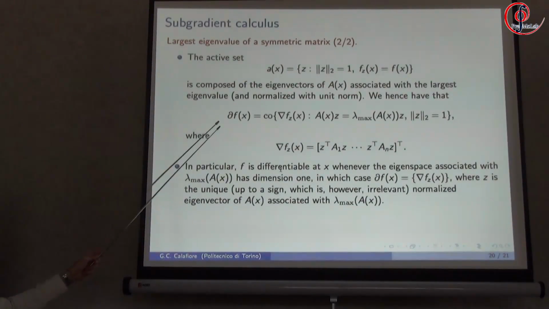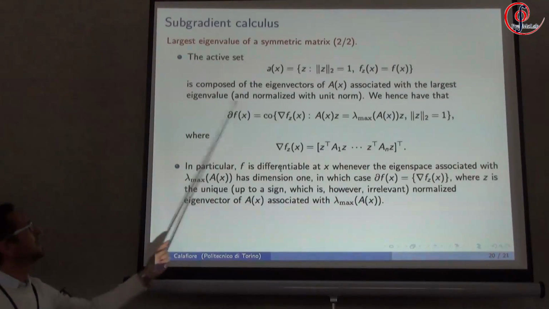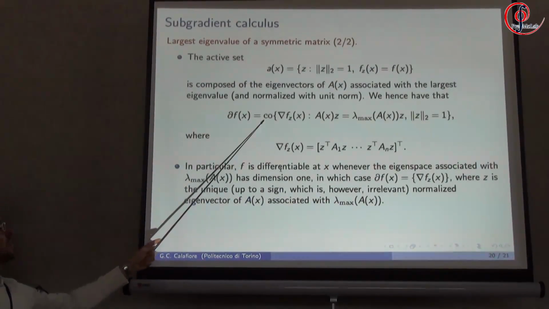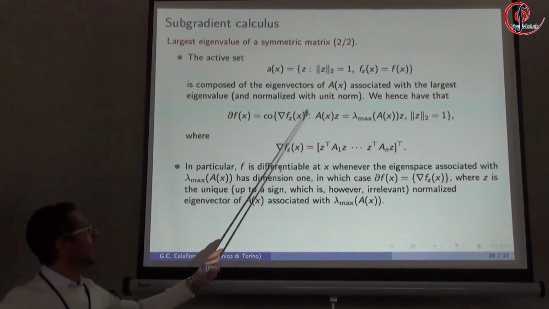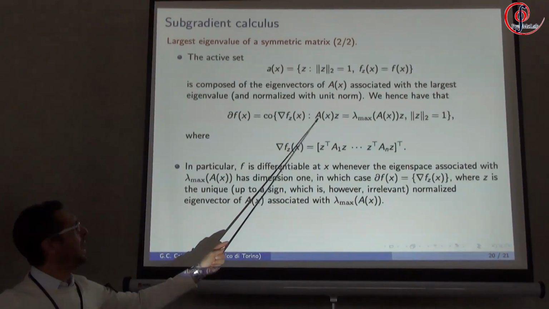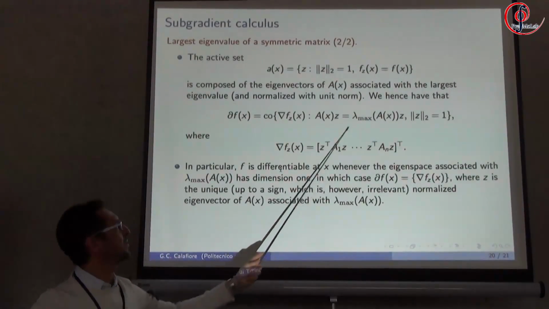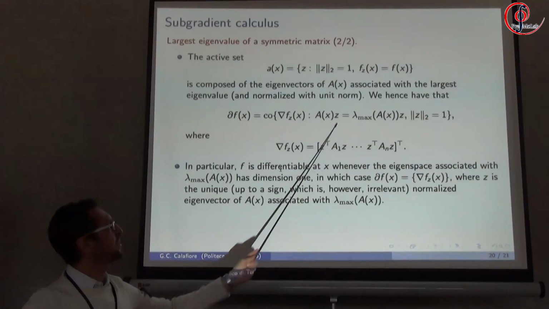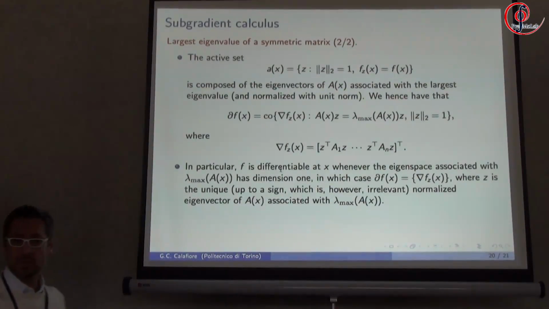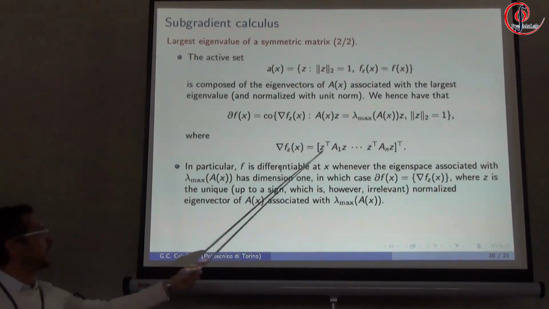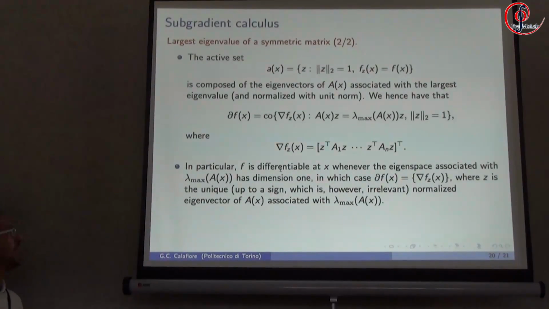Okay? So the subdifferential at this point is just the convex hull of the gradients of the function, where z transpose A(x) z is equal to lambda max. So the z that satisfy this equation are the eigenvectors of A(x) associated to the maximum eigenvalue, and this is the expression of the gradient.